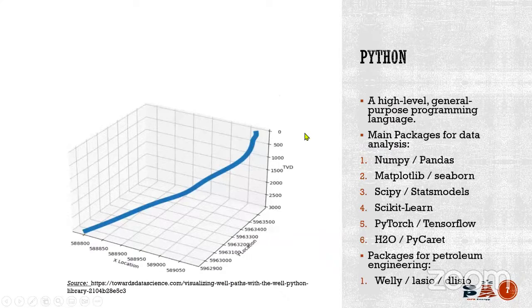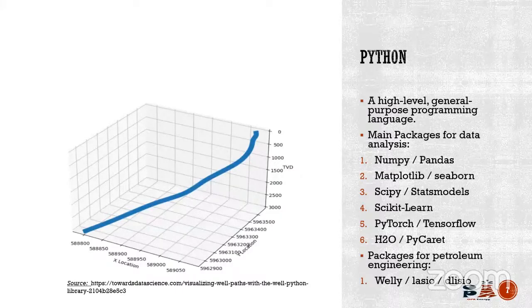If we're talking about the most common programming language which we use for machine learning, it would usually be Python. Python is a high-level general-purpose programming language, and it's very easy to use, so you can easily learn it. There are main packages for data analysis which we usually use on any project we're working with, such as NumPy, Pandas, Matplotlib, Seaborn, SciPy and StatsModels for statistics, Scikit-learn for machine learning, PyTorch and TensorFlow for deep learning, while H2O and PyCaret are used for automatic machine learning projects.